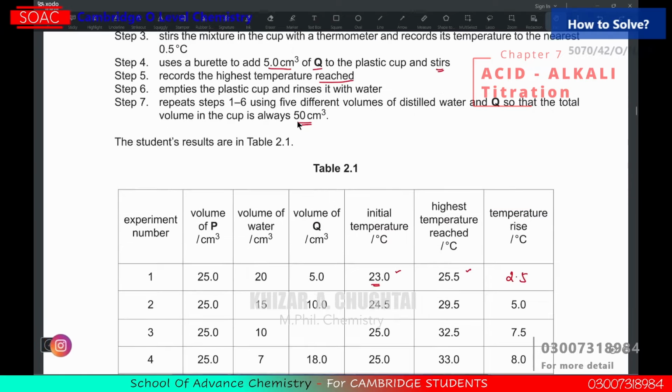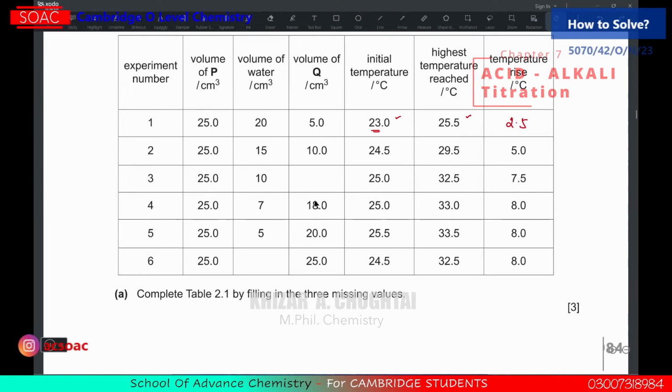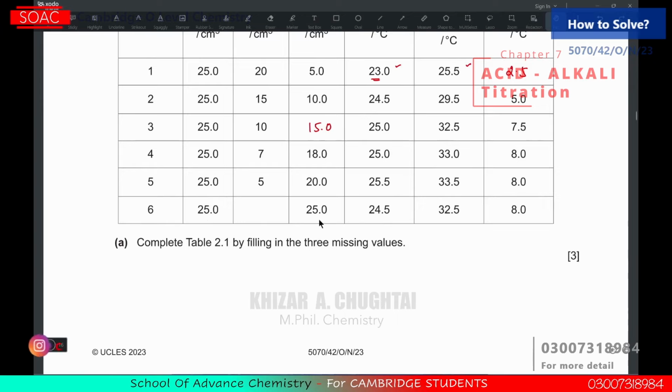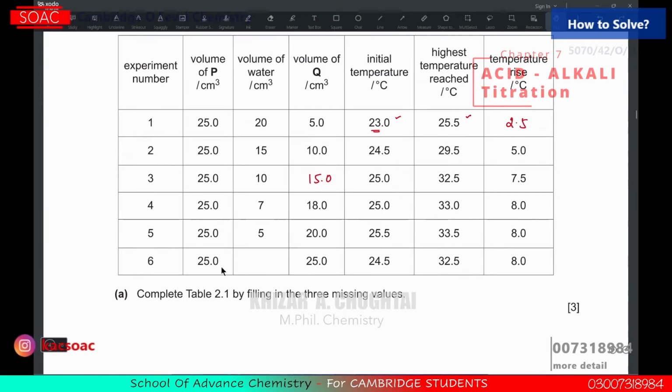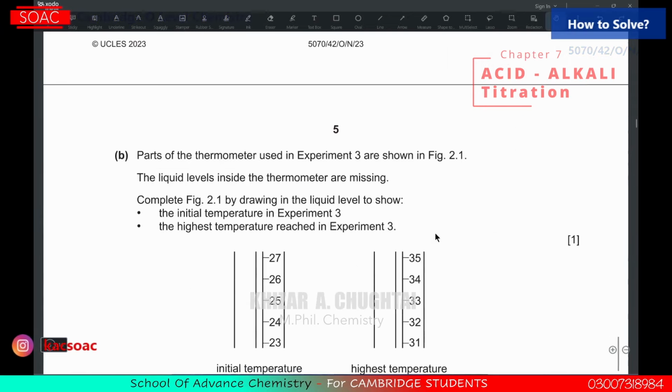Then in the third row, the total volume of the solution must be equal to 50, as you have seen over here. In this case, 25 is P, water is 10, then obviously the rest will be Q, so it is 15 centimeter cube to make the sum equal to 50. In experiment 6, once again the sum of the solution must be equal to 50, so these 3 are the major constituents of the solution, and it's 25, it's also 25, so there will be no volume of water. Now come to the next portion.